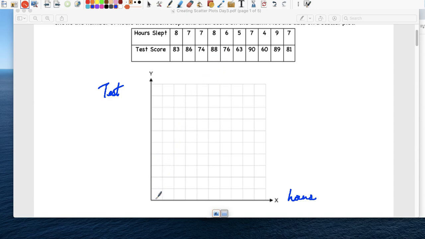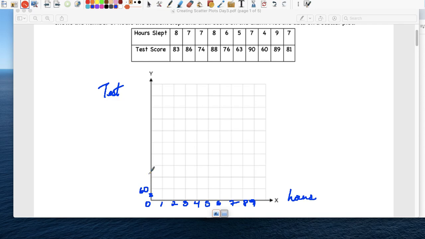So I'm going to label this 0, 1, 2, 3, 4, 5, 6, 7, 8, 9. And I'm going to use a break here because otherwise it's not going to look as easy to see the relationship if it's positive or negative. So instead of going 0, 10, 20, I'm going to start 0 here, and my first number here is going to be 60.